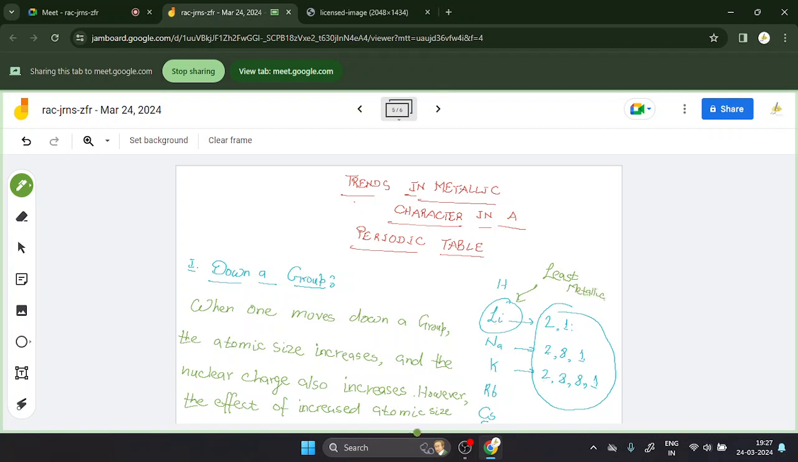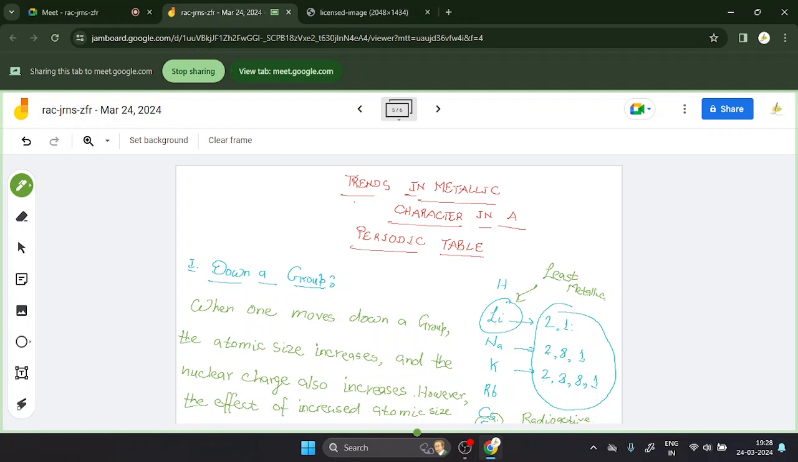Francium, we cannot say francium is the most metallic because it's a radioactive element, so its properties are not known. Okay, it's radioactive. Clear? Now let's move to group number. So we have done down a group. Okay, now let's move to across a period.